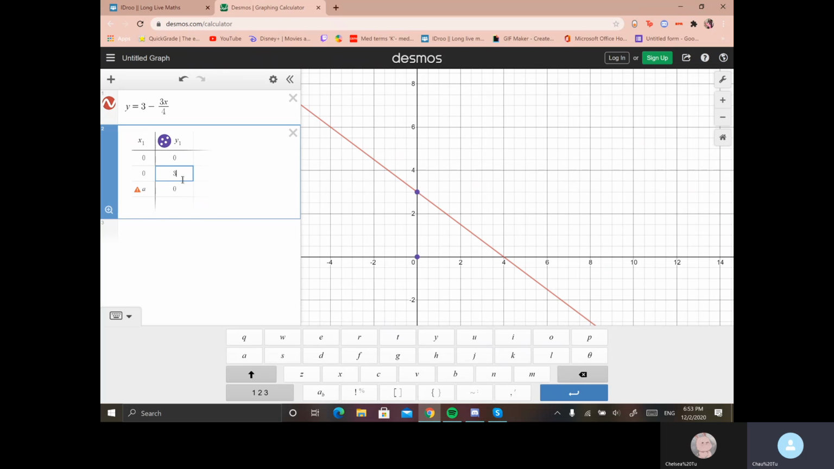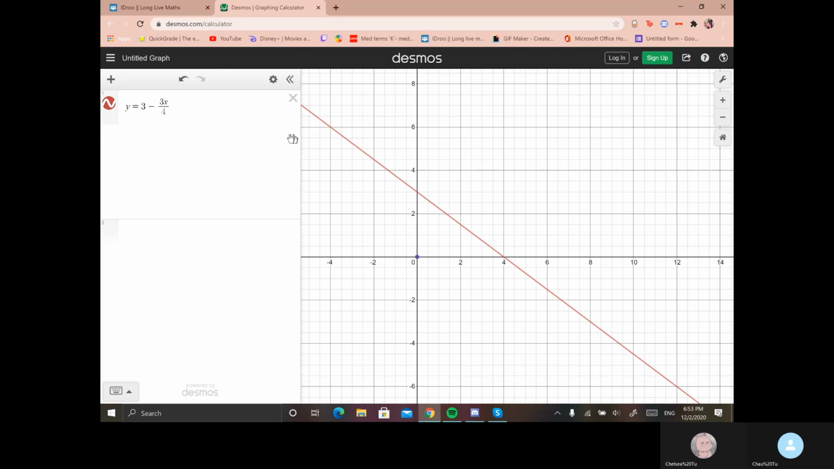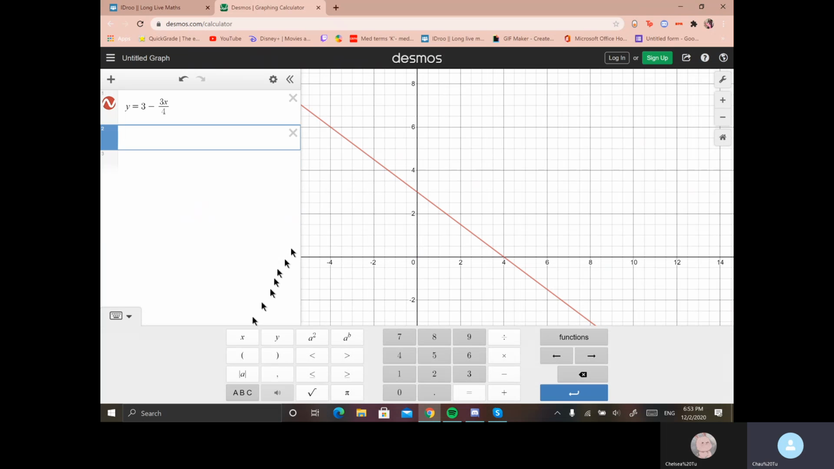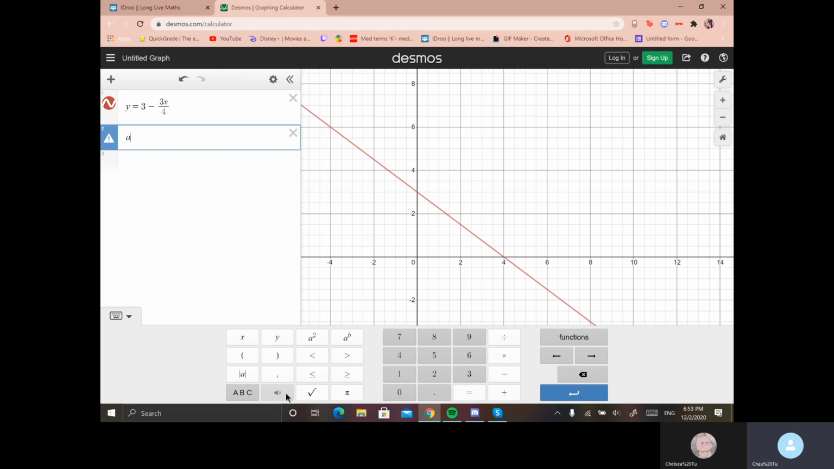Oh, it doesn't allow us. Oh, we need to define the slider first. So let's get rid of everything, Chelsea. New input, put in A, type A. And then it should press Y equals A. Go on, Y equals A.